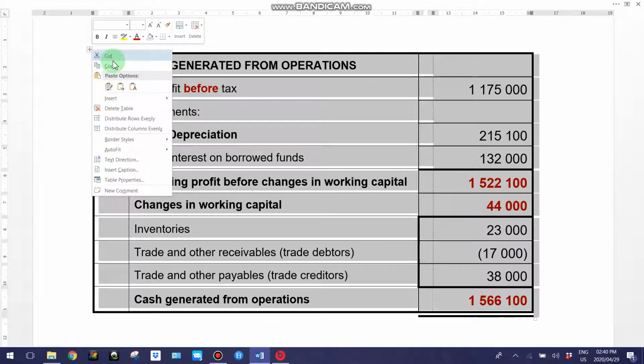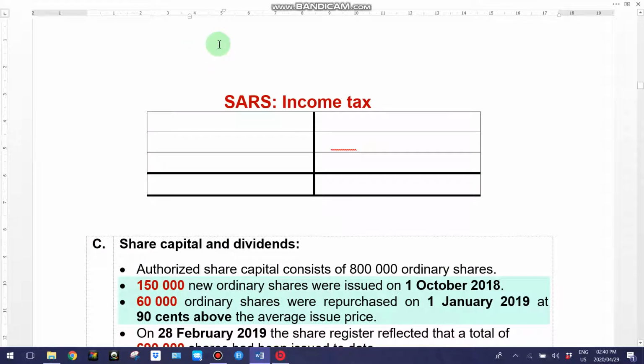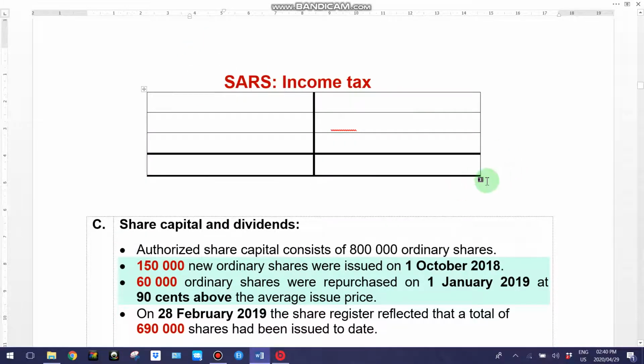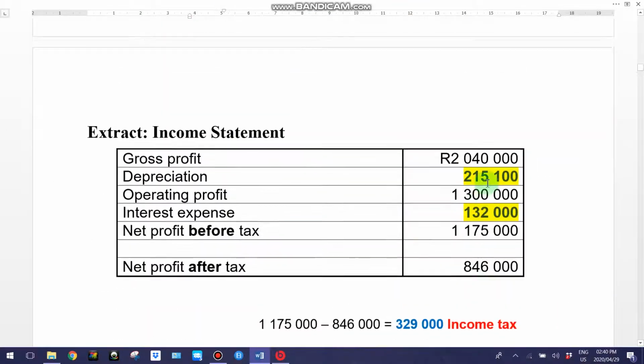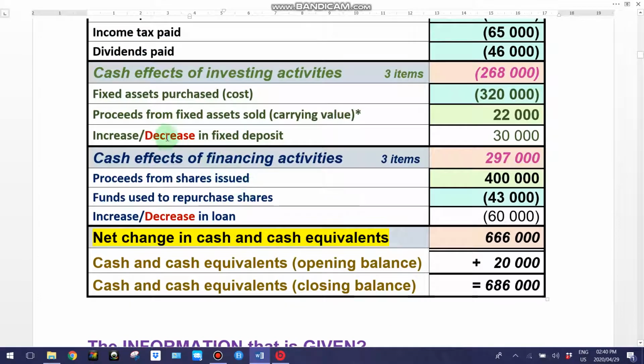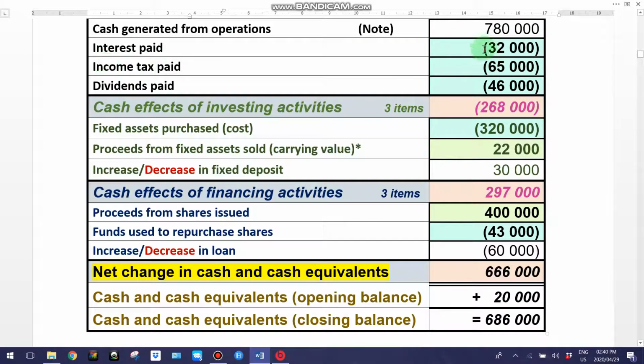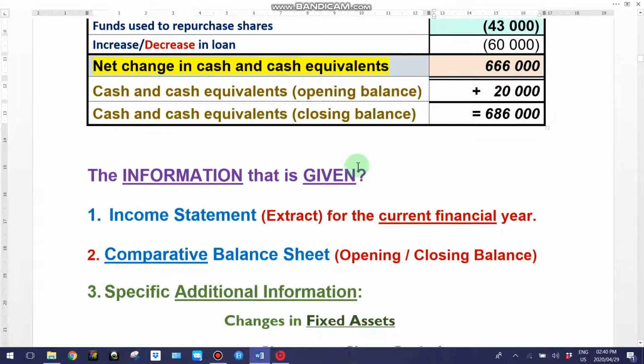Okay, so now let me just get rid of that one and look at SARS. Now, when it comes to SARS, I want to calculate the tax. How much tax did I pay? The next item on my list was income tax paid. I told you don't worry about interest paid, because that amount is the same as your interest expense from your income statement. Now I want to know how much tax I actually paid.